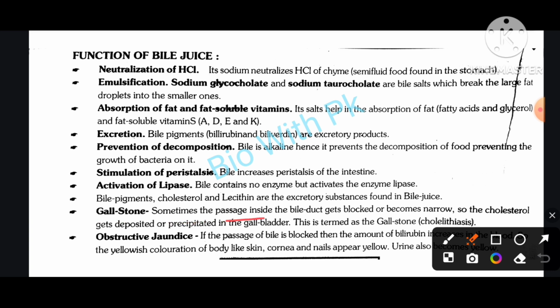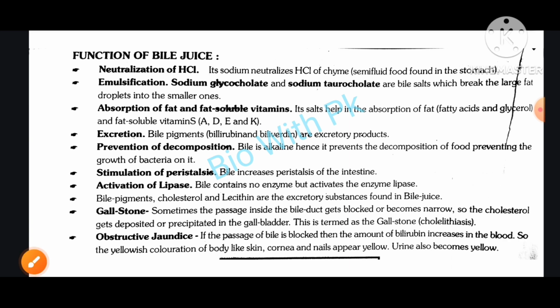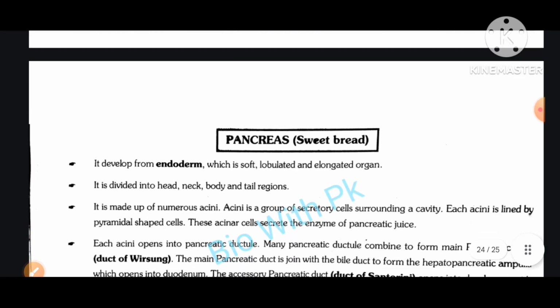Gallstone. Sometimes the passage inside the bile duct gets blocked or becomes narrow, so the cholesterol gets deposited or precipitated in the gallbladder. This is termed gallstone, cholestasis. Obstructive jaundice. If the passage of bile is blocked, then the amount of bilirubin increases in the blood, so a yellowish coloration of the body, like skin, cornea, and nails, appears. Urine also becomes yellow.